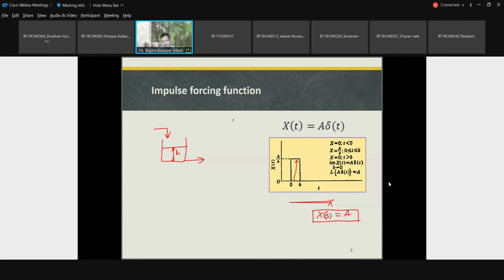But what was the step? Step was like it was here only. It will remain for this change. It is not returning back. Are you getting my point? So this is the property of Laplace. When any magnitude A is multiplied by a unit impulse function, then the Laplace of that input is the magnitude itself only.